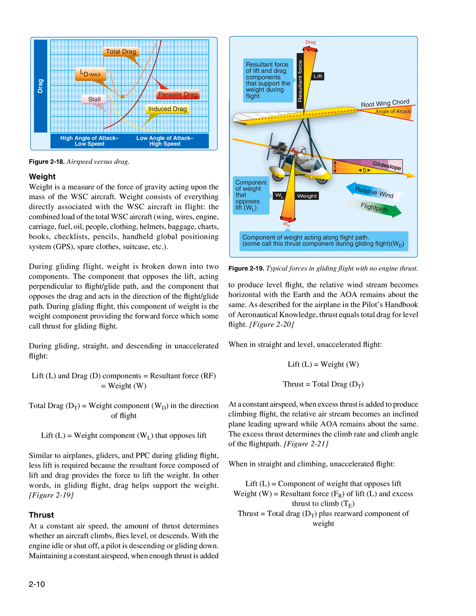The component that opposes the lift, acting perpendicular to the flight/glide path, and the component that opposes the drag and acts in the direction of the flight/glide path. During gliding flight, this component of weight is the weight component providing the forward force, which some call thrust for gliding flight. During gliding, straight, and descending in unaccelerated flight, lift, L, and drag, D, components equal resultant force, RF, equals weight, W. Total drag, DT, equals weight component, WD, in the direction of flight. Lift, L, equals weight component, WL, that opposes lift, similar to airplanes, gliders, and PPC.